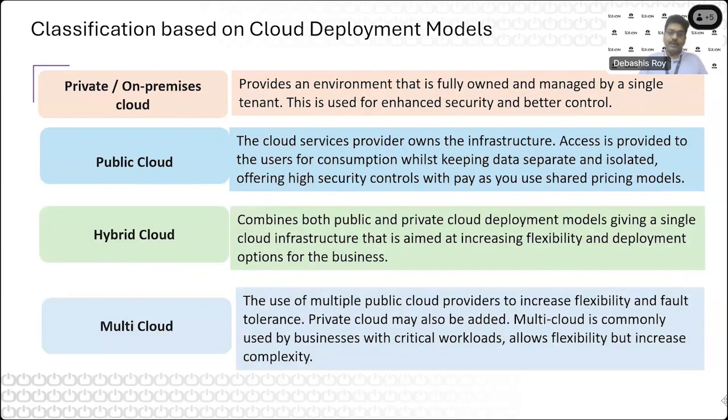As I was talking about the cloud deployment models: the private on-premise, the public cloud, the hybrid cloud, and the multi-cloud. The multi-cloud uses multiple public cloud providers to increase flexibility and fault tolerance. A private cloud may also be added to this. Multi-cloud is commonly used by businesses with critical workloads, and allows flexibility while increasing complexity, where the combination of both the public and the private cloud comes into play. Okay, so this is an example.